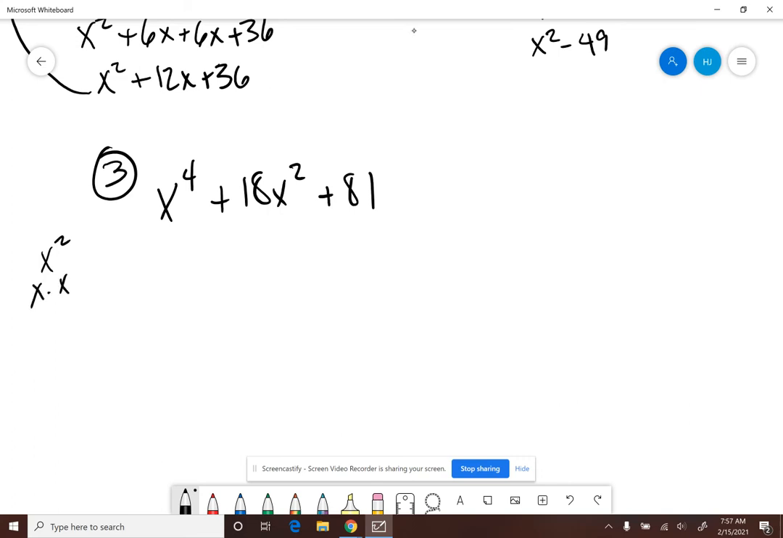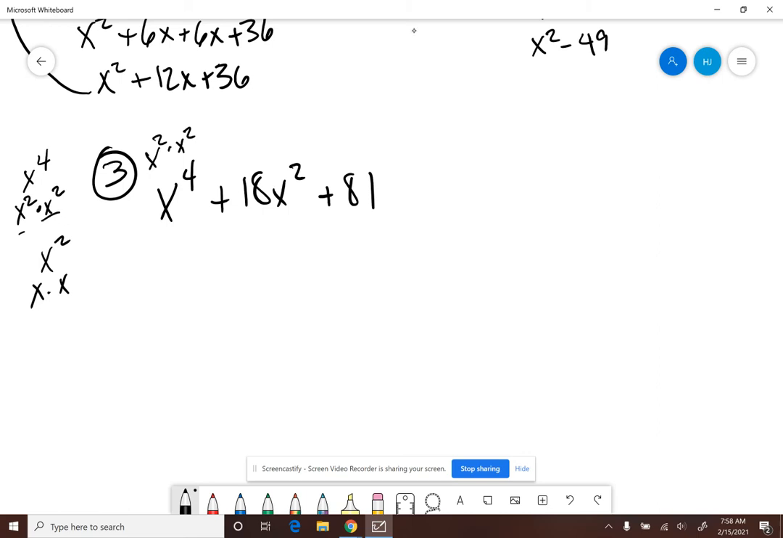But how could I come up with x to the 4th? What if I took x squared times x squared? Well, when I multiply exponents, I actually add them. So that would work. And this is exactly the same variable terms, right? So this is, in fact, a perfect square. I can take x squared times x squared, and it would give me that.